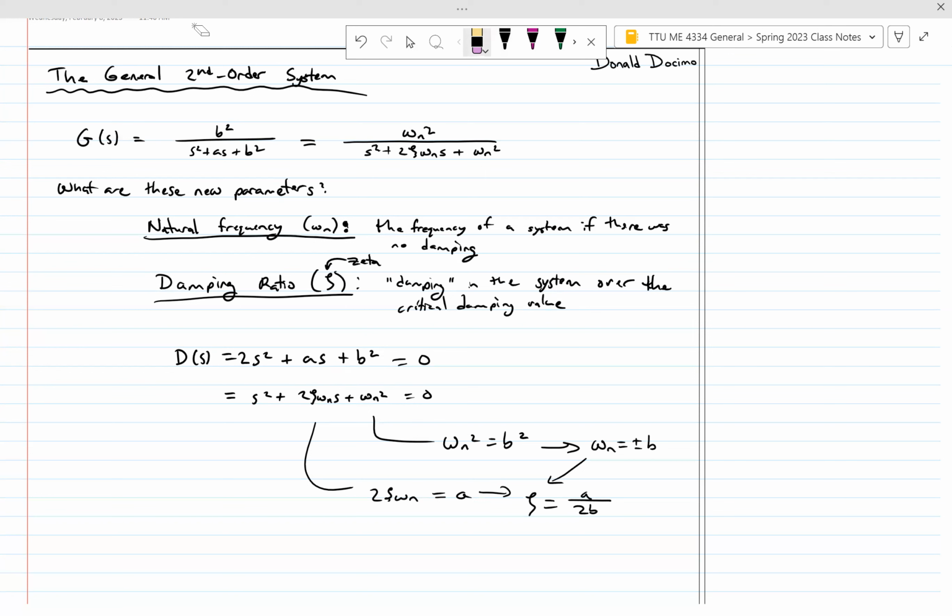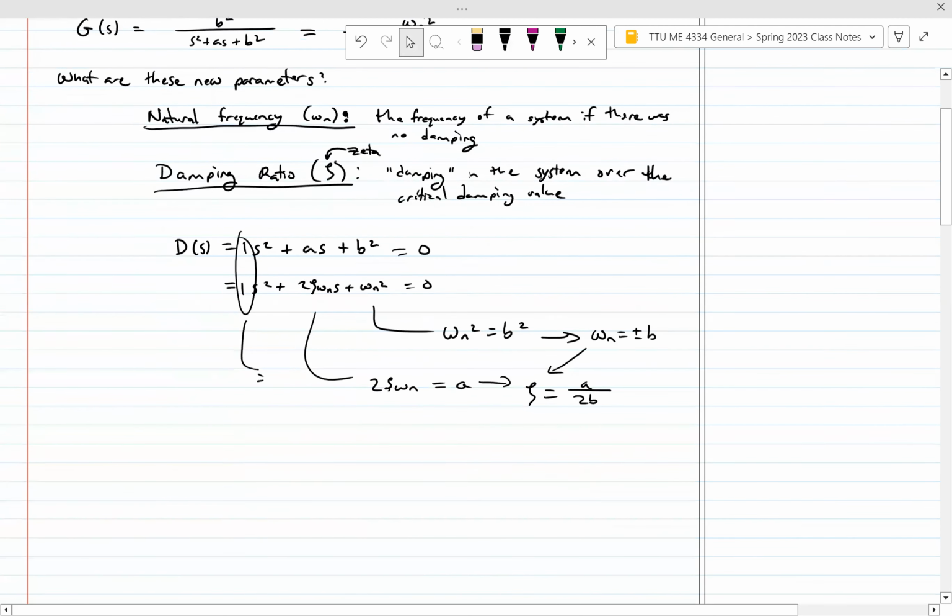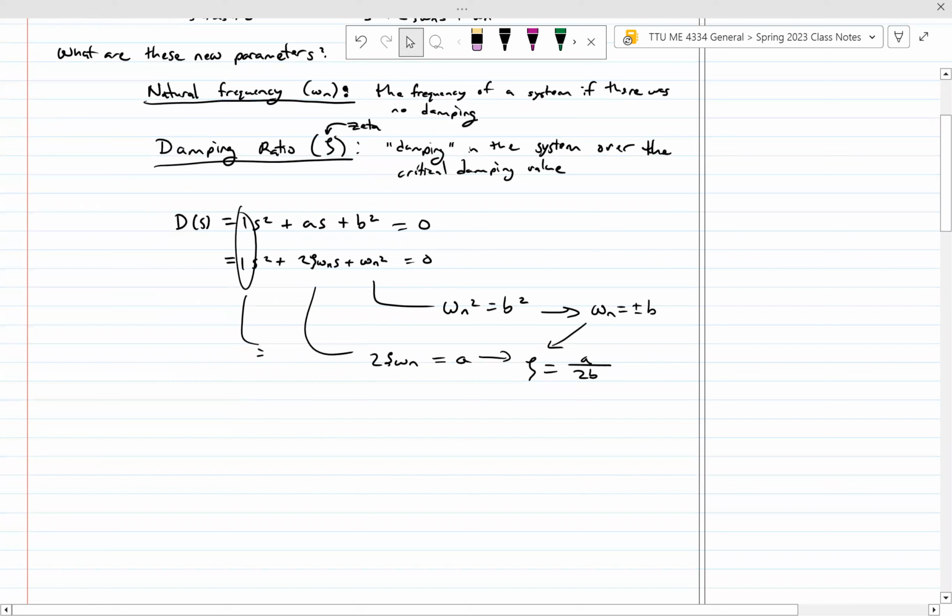Divide by 2, right? So you'd have to do this, right? And then you can equate them. The coefficients in front, both are 1 in this case, right? These need to be equal to each other. If they're not, you're going to get the wrong values for zeta and omega n, and I've seen that happen so many times. So I want to just try and kill that issue right now. Okay? All right.